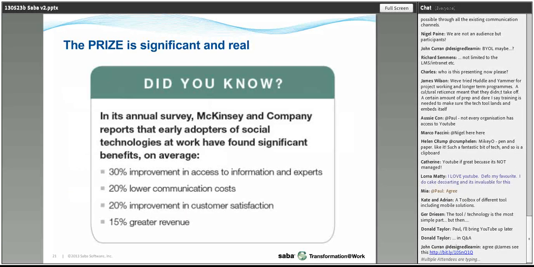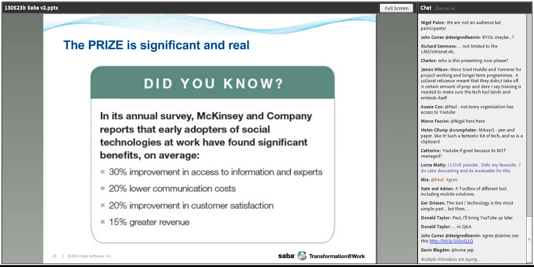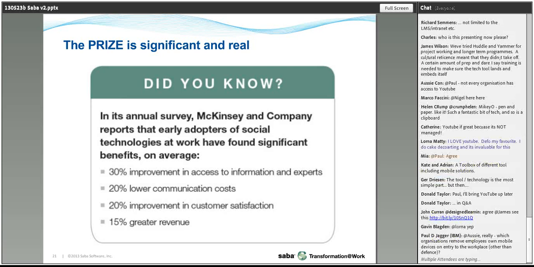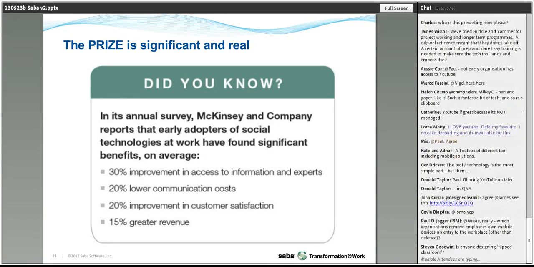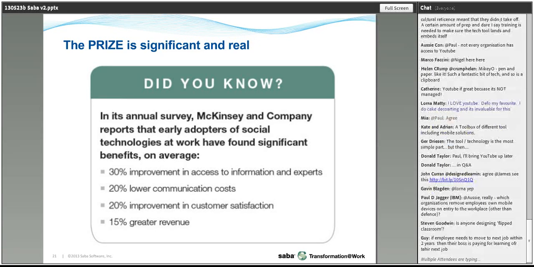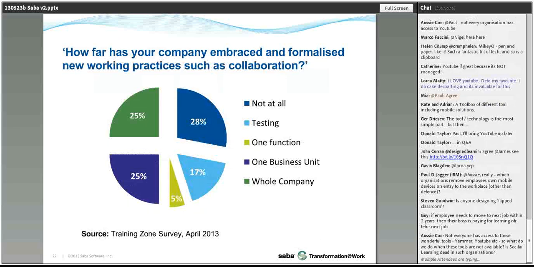And I think a lot has been mentioned about social, and if you look at social, there is very strong evidence to say that the adoption of social in any company has some fairly significant improvements, whether that looks at communication or revenue, customer satisfaction, or just better access to people. And McKinsey's study, this is part of a general study that they conducted late last year and at the beginning of this year, just provides some very strong business case figures to show that the prize is pretty significant and real.